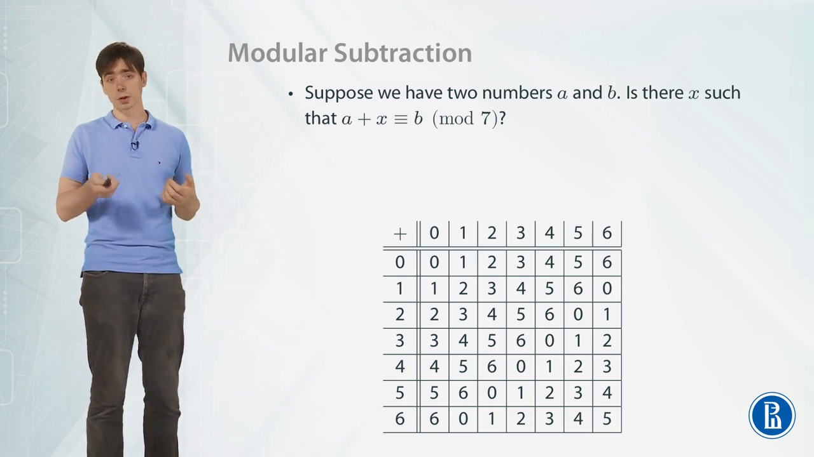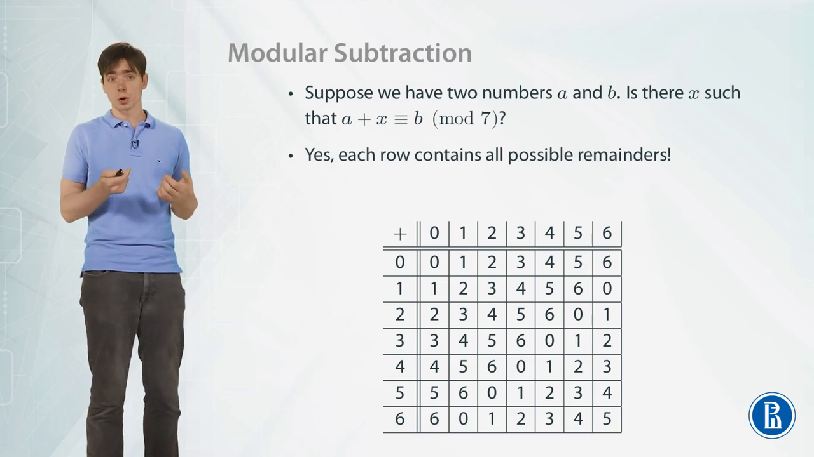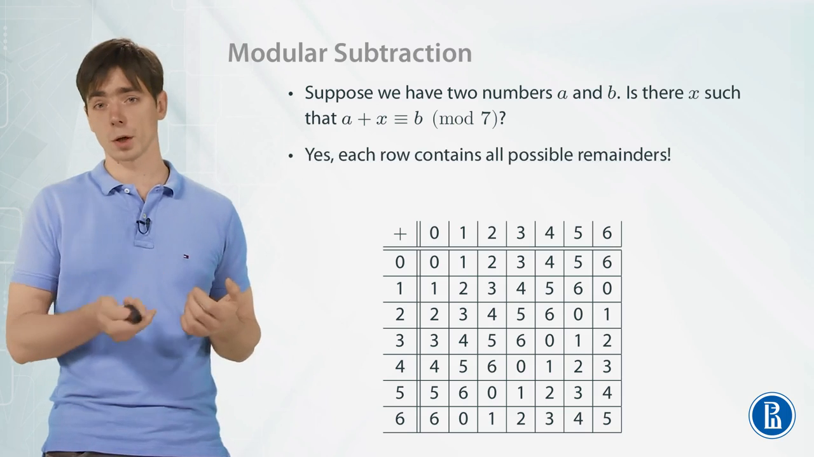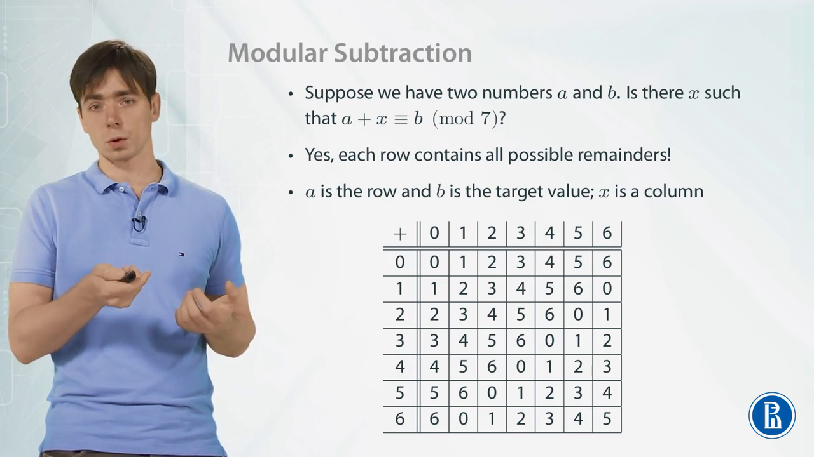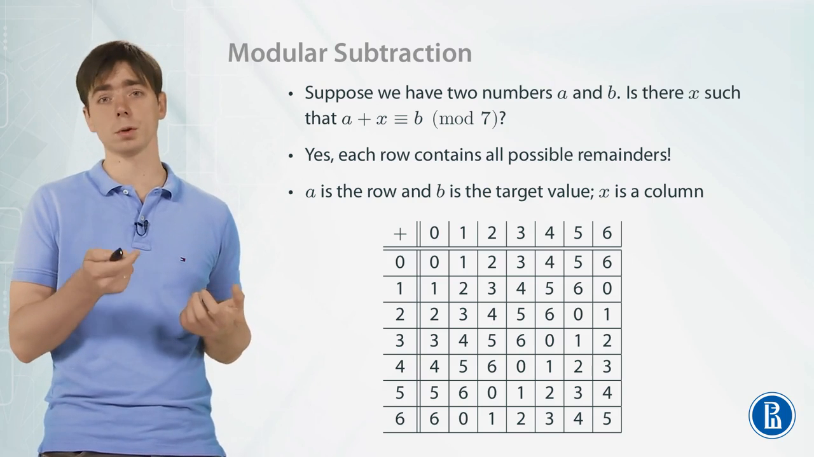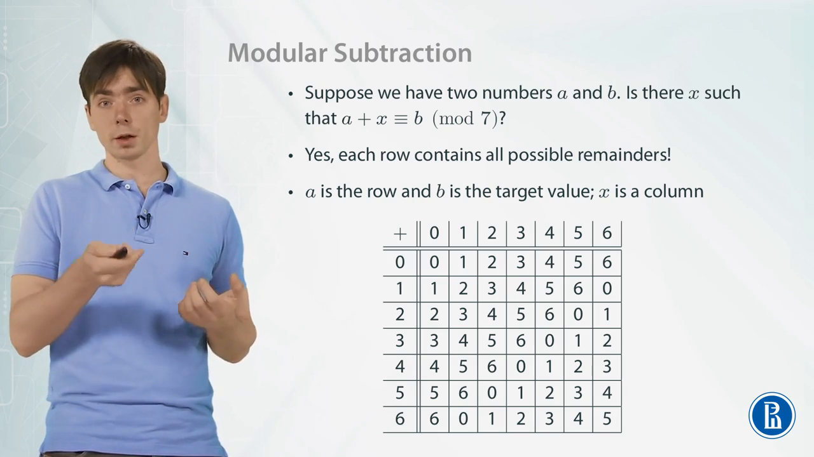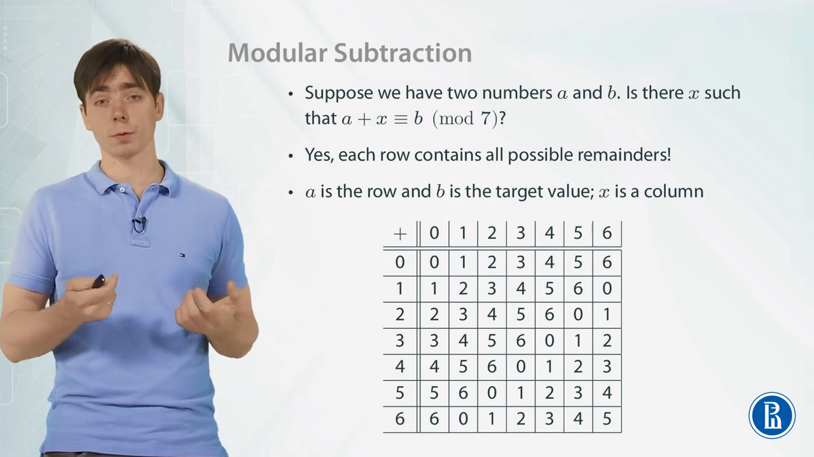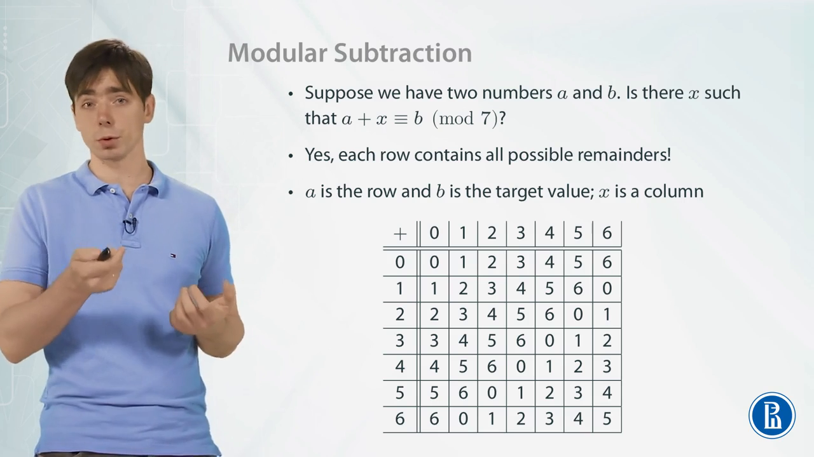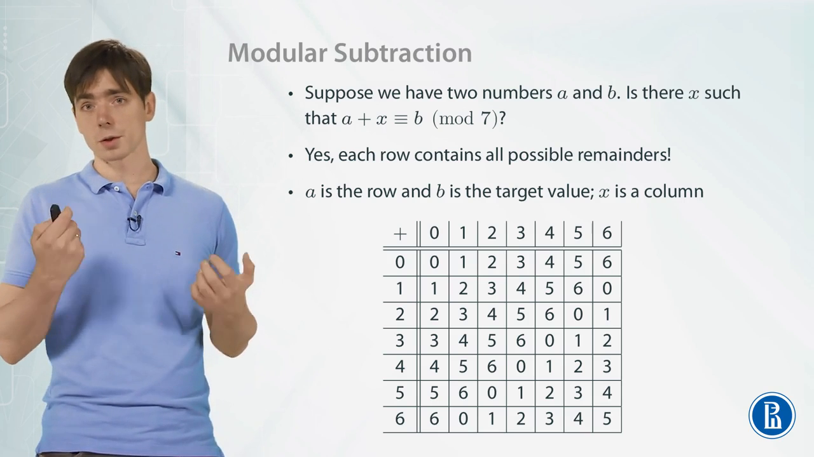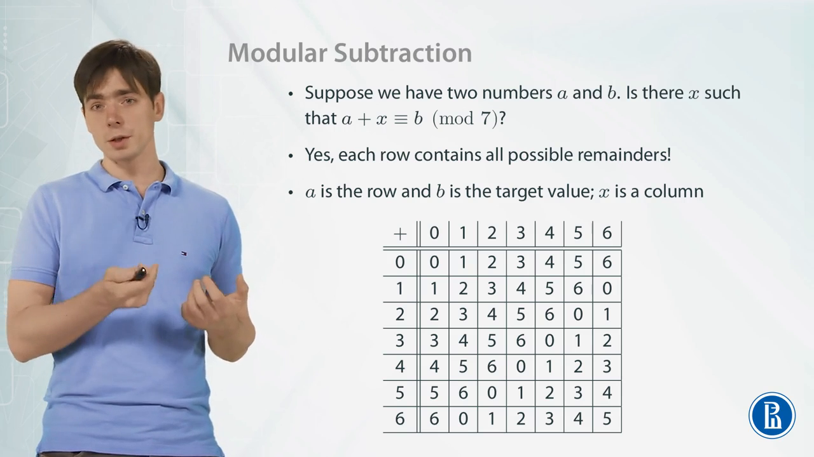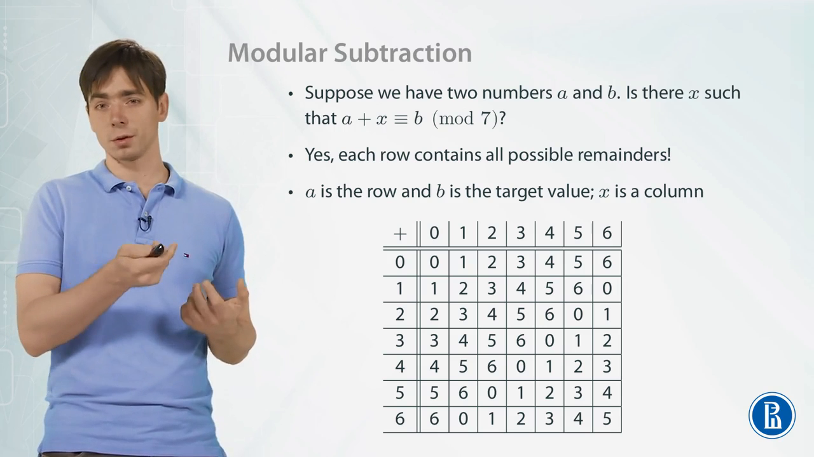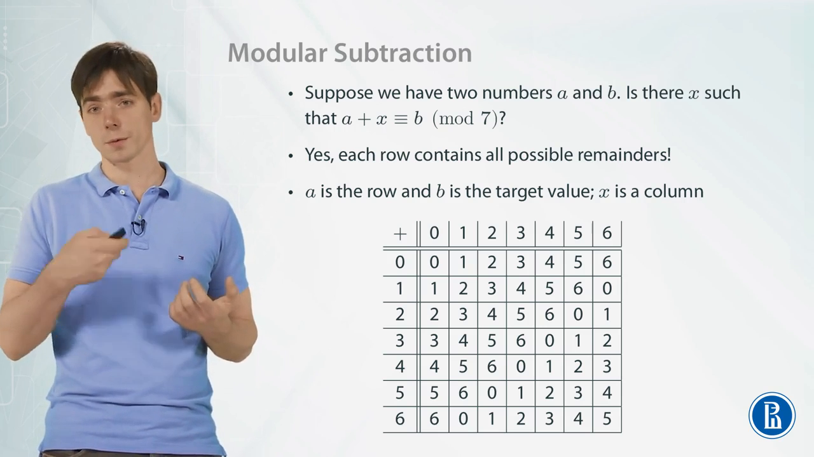For this we can just look at this table, and we can observe that each row of this table contains all possible remainders. Why is this good? Note that in the expression a plus x congruent to b, a plays the role of the row of this table, x plays the role of the column, and b plays the role of the value in the cell of the table. The question we are asking is, suppose we have some row of the table, and suppose we have some target value b. Is there a column such that at the intersection of our row and this column, we have our target value?